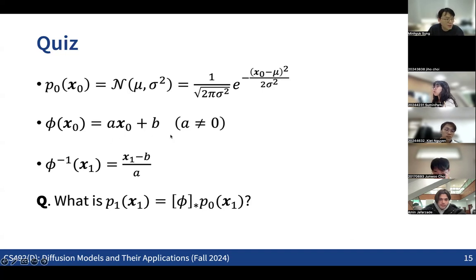When A is not zero, we can also derive the inverse mapping like this, right? Given this reference distribution and the flow map pushing P0 to another distribution P1, can you derive the analytic form of P1 using these two? Let's quickly try this out.